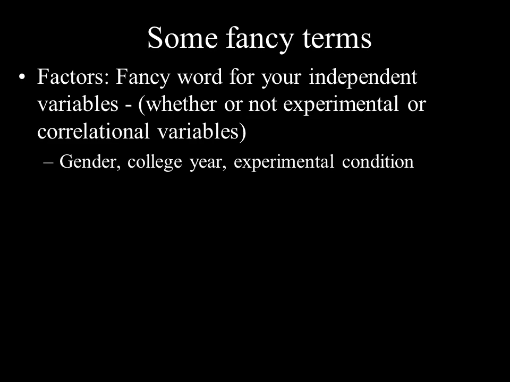Now, it's worth knowing some fancy terms, and you'll hear this often in a study that's an experiment: factors, which is basically a fancy word for your independent variable. Okay? Now, these factors can be experimental. So, if I randomly assign people into a drug or a placebo group, that's an experimental factor. And they also could be correlational. So, it could be something like gender, male or female.